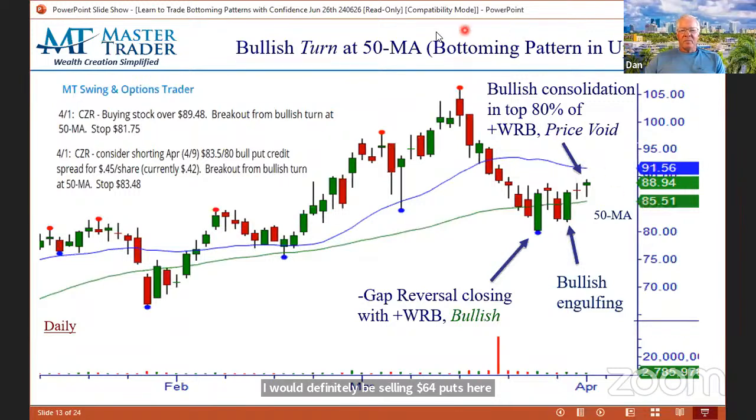All right, so this one I purposely didn't call a bottoming pattern per se, and Greg, give your comments on it too. So I call it a bullish turn at the 50. So it's rising. So it's not a bottoming pattern like I've been showing you, but it's a bottoming pattern in an uptrend after the fall from here to here. So, semantics or whatever, but we're having the same discussion here about, okay, what are my tells and where is my entry?